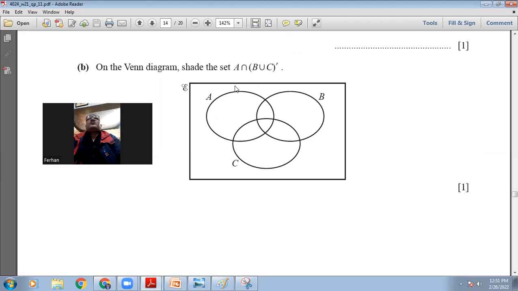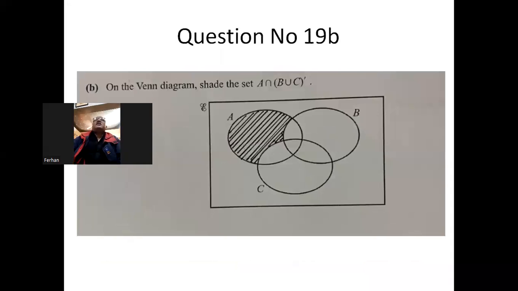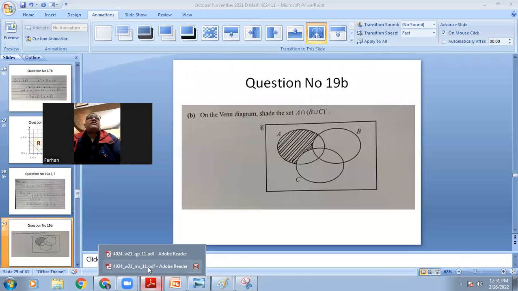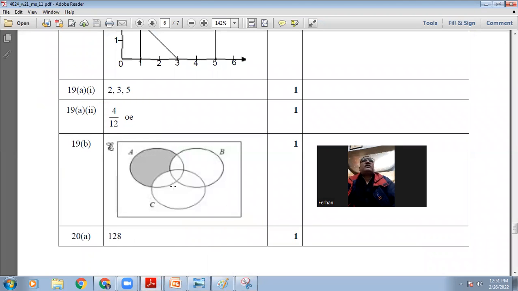But we have to take that portion out of B and C which is common with A. So out of B and C, which is common with A, will be this portion. It's a 1 mark question. Let me show you the answer. So here we go, this is how you will shade this. So let's check from the marking scheme what it says. Okay, so this is how they have shown it on the marking scheme.